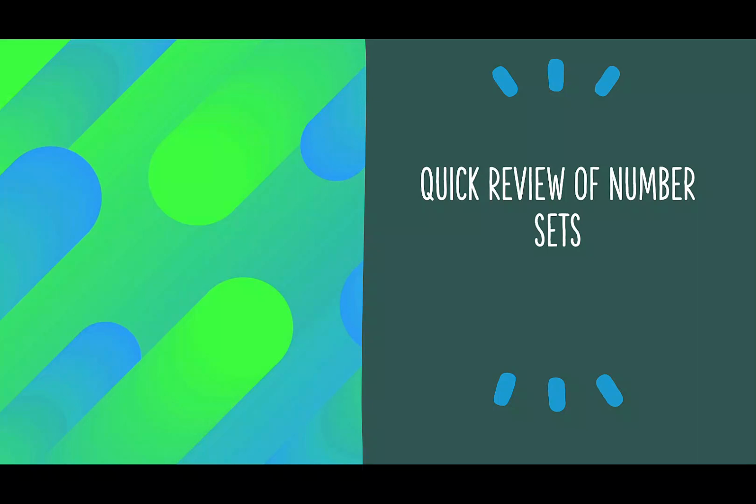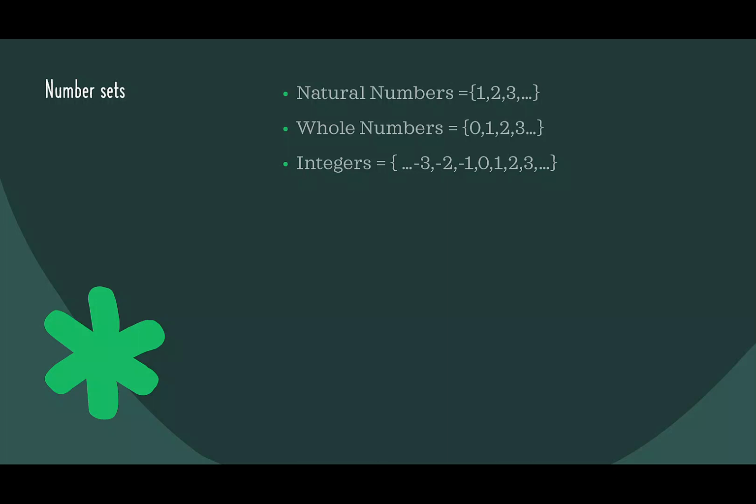Hi everyone, in this video we are going to do a quick review of number sets. Our number sets generally start with natural numbers, which are just the numbers 1, 2, 3, etc. When we add the number 0, now we have the whole numbers. When we add negatives, now we have integers.